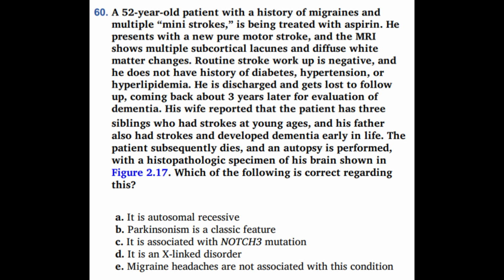Common misconceptions which we have to clear right now include the following. 1. Parkinsonism is not a typical feature. 2. It is not autosomal recessive. 3. It is not X-linked. And lastly, migraines, especially with aura, are common in CADASIL and are often the first presenting symptom in young adults. So, the correct answer to our clinical question is C. It is associated with NOTCH3 mutation.